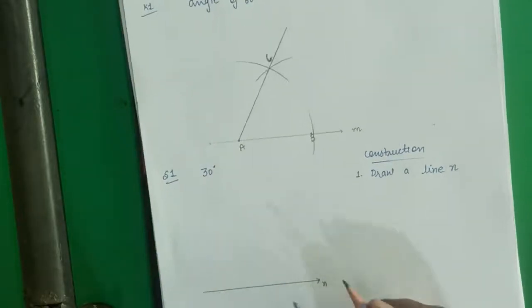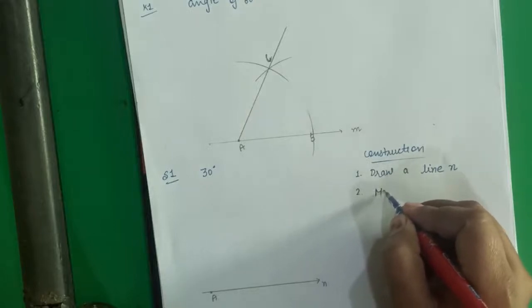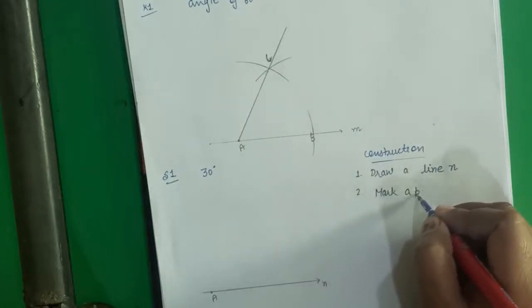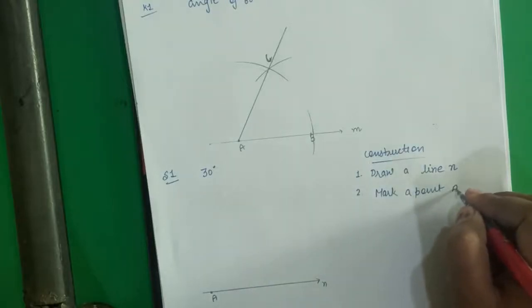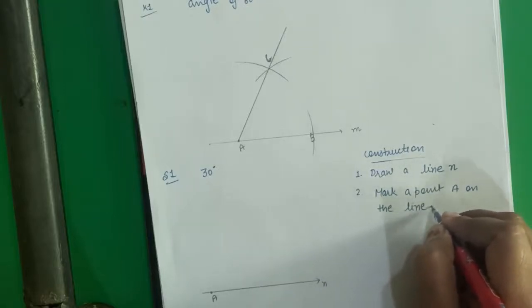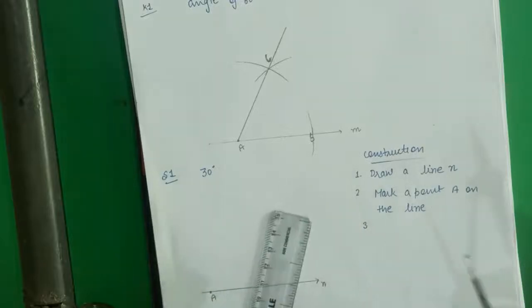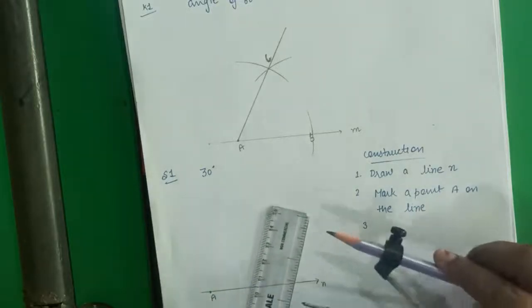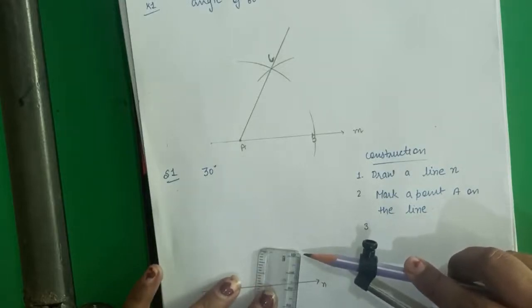Then open the compass to any radius. Firstly, mark a point A. So our second step is to mark a point. You can give any name. Mark a point A on the line. Right? Now, third step: with A as the center and a radius of any length. Here I am taking a radius of 4. So like this you will measure.